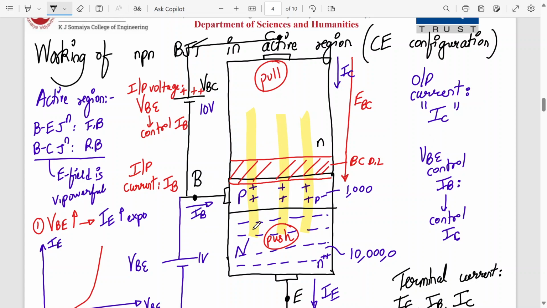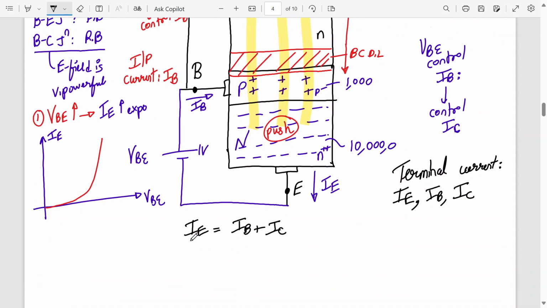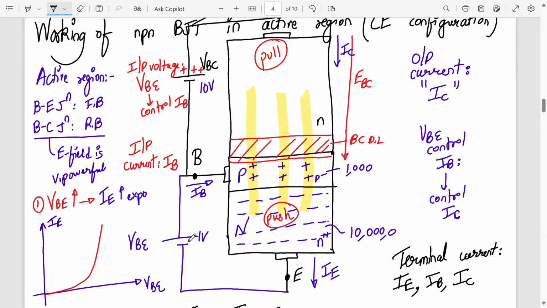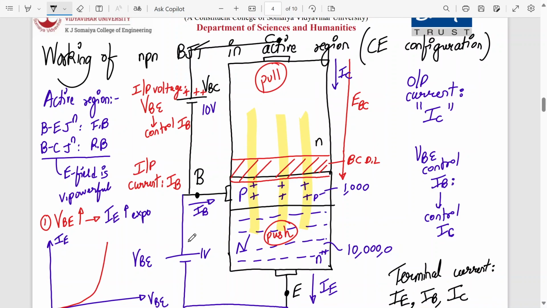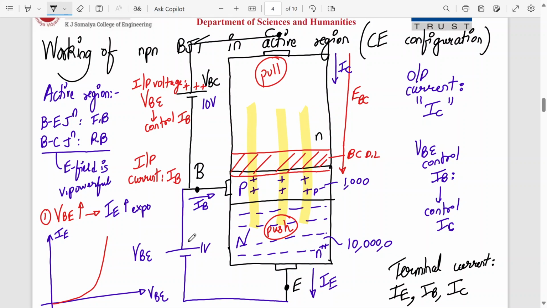Then most of these electrons will reach over here. But some of the holes are also present in the N region, so they will contribute to the leakages which are present. So some leakage currents are also present, which will contribute very low current. But majority, we have IC plus IB is equal to IE. That is the relationship between the three terminal currents. What are the terminal voltages? VBE and VBC. So this is how the NPN BJT operates in the active region of operation.